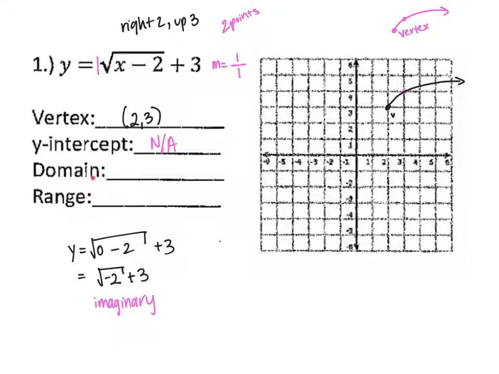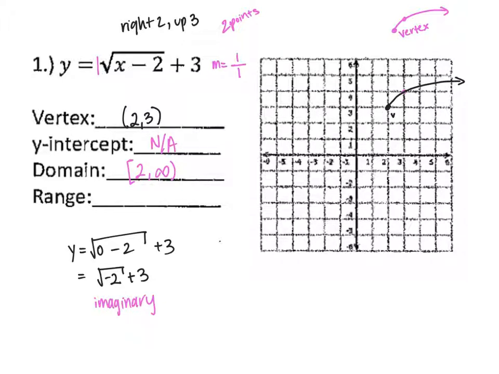Now let's move along to the domain. The domain is referring to the x values here. Looking at this curve, we can see that the starting x value, or the lowest x value, is 2. And this arrow is pointing to the right, so it's going on and on to positive infinity for the x. So we're going from 2 to positive infinity. I'm going to write that down: 2 to positive infinity, with a bracket on the number and parentheses on infinity.